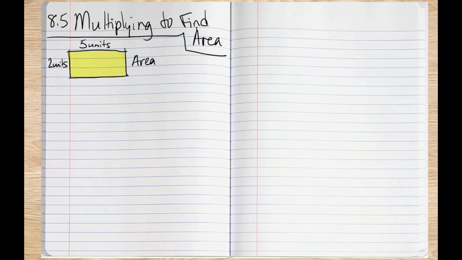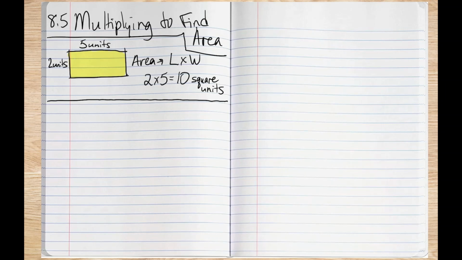I'm covering the whole inside surface. And so to find area, I'm going to multiply my length times my width. So for this shape, the area will be 2 times 5, which is 10. And then I need to put my label. Since I'm multiplying units by units, I can write 10 square units. This is the idea of area.